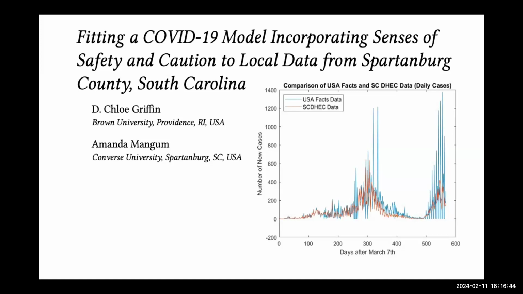The paper examines experimental data from Spartanburg County in South Carolina, giving insight into the changing social response toward the pandemic within the county. Results show that the overall level of caution is driven by the intensity of the variant rather than by the mandates put in place at various points during the pandemic. And here, what you see on the slide is a graph showing the daily cases versus time, and a comparison between the US facts and the South Carolina facts.